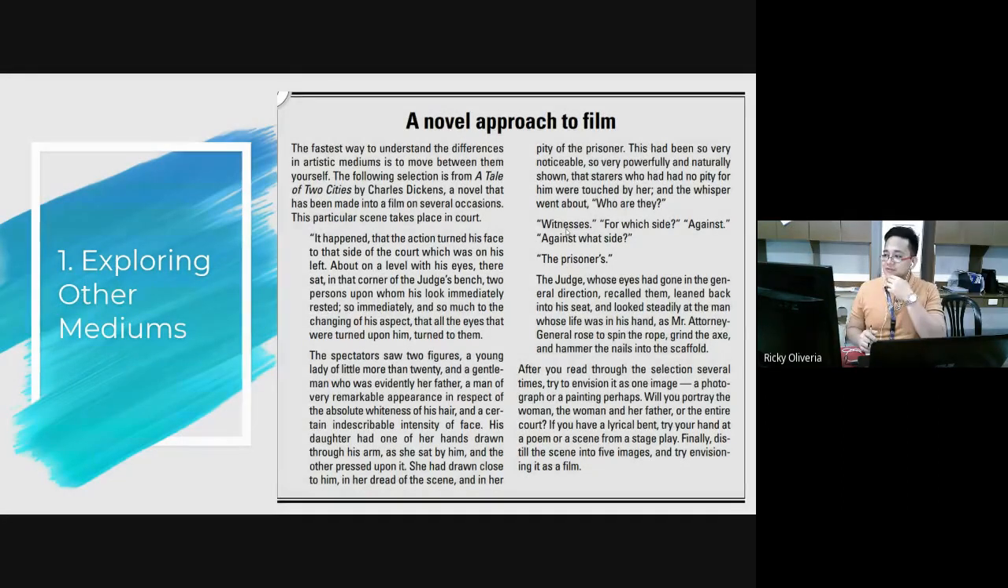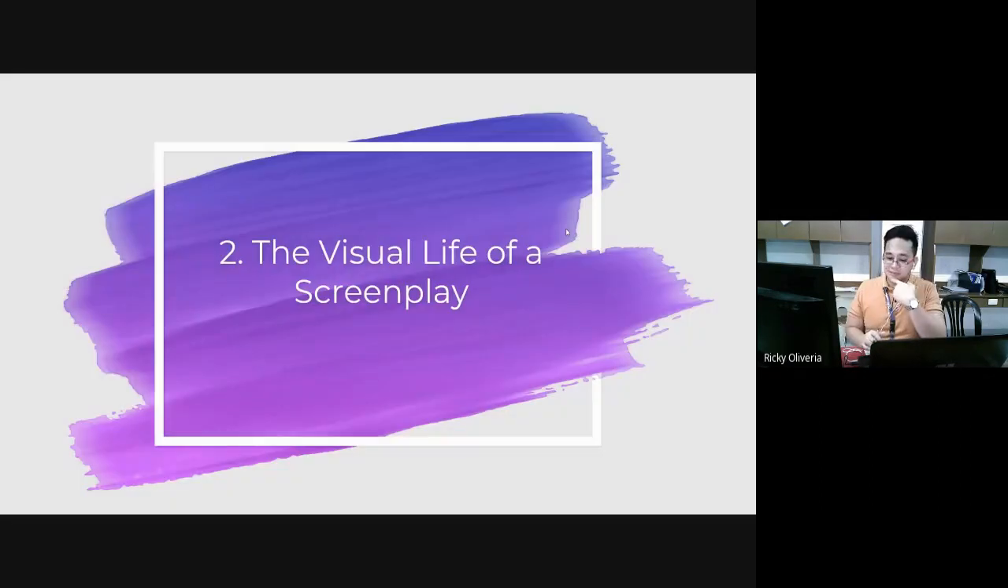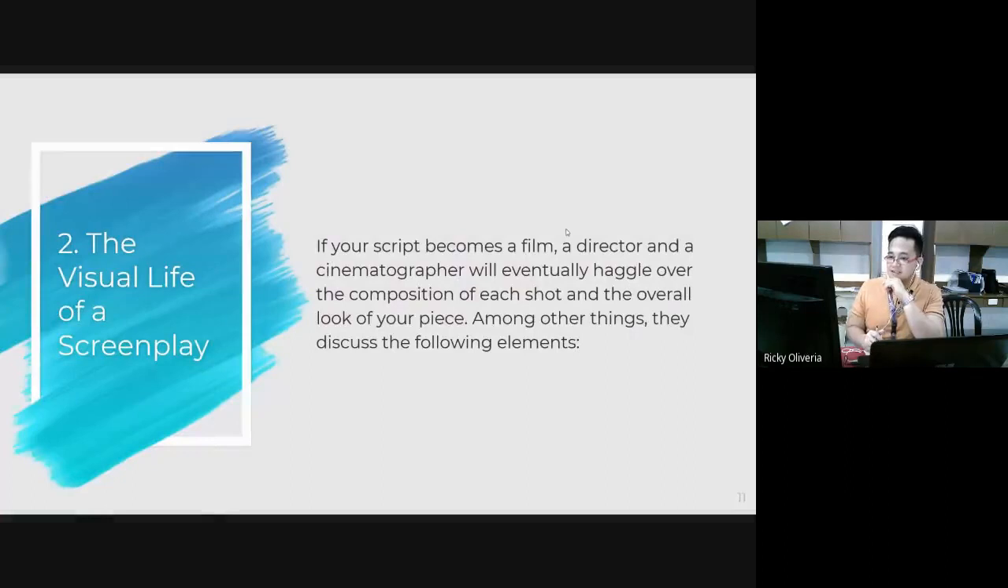So, a novel approach. Mamaya makikita niyo ulit to. Okay, titignan natin. Mamaya, ibibigay ko yan. Ano ba yon, no? Okay. The visual life of screenplay. Next is the visual life.